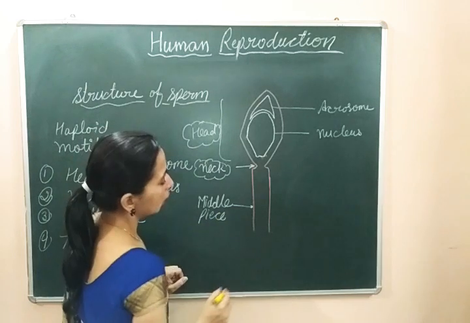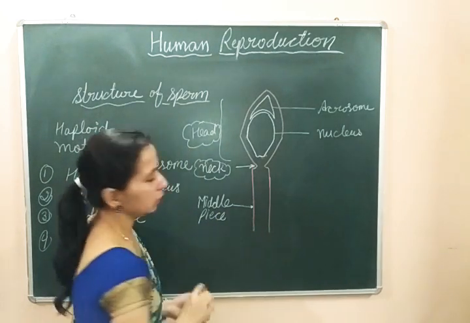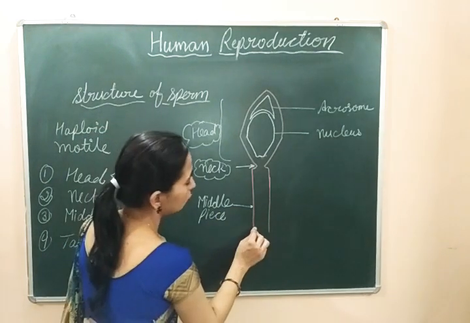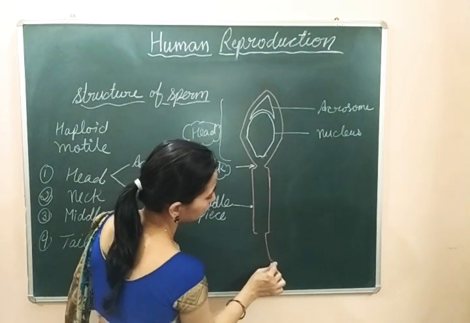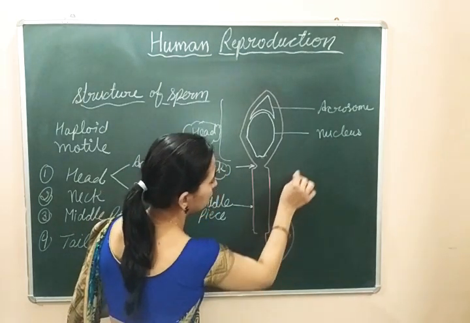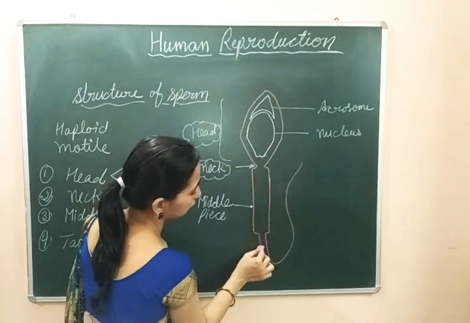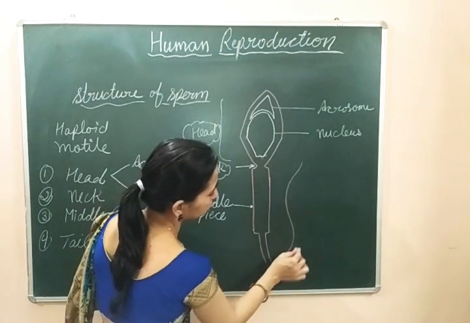Below this middle piece, the complete lower end is the tail part. नीचे की तरफ जितना भी ये part होगा that will be the tail part. यहाँ पे हम ड्रॉ कर रहे हैं, this is the tail of this sperm.